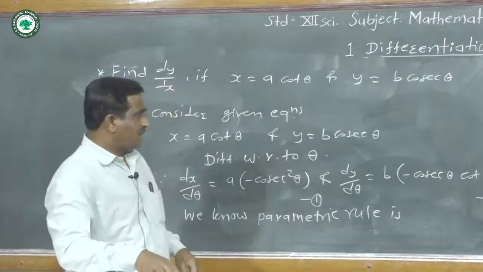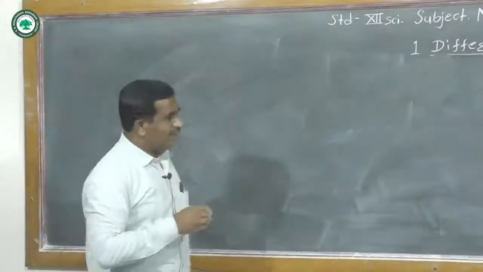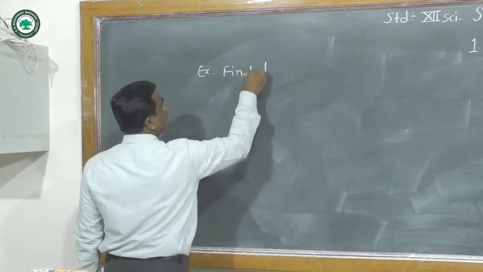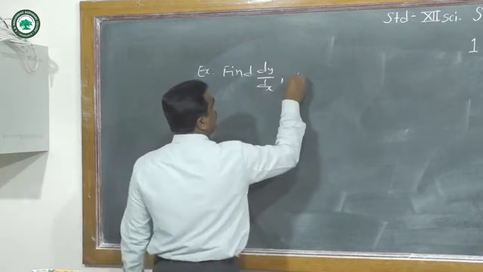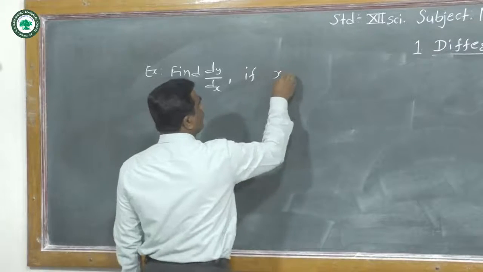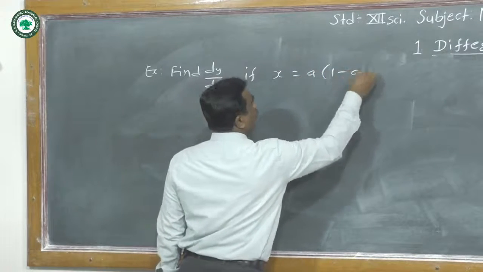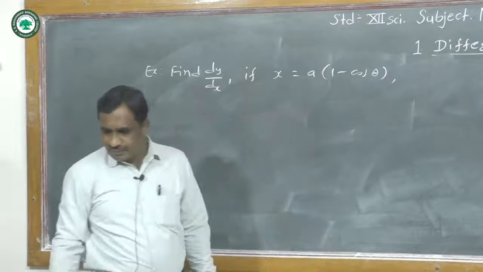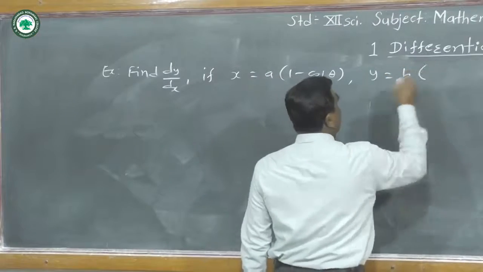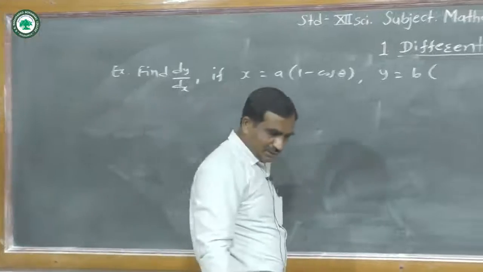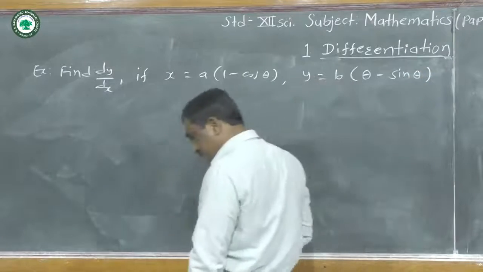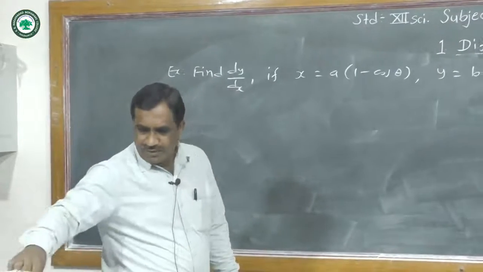Okay, now we see second example here. Find dy by dx if x is equal to a into bracket 1 minus cos theta and y is equal to b into bracket theta minus sin theta. Now answer for this example.